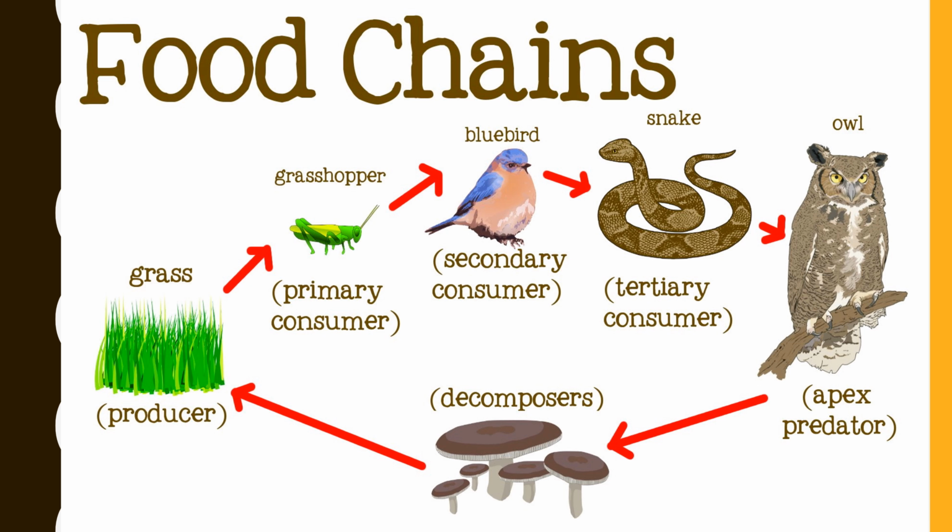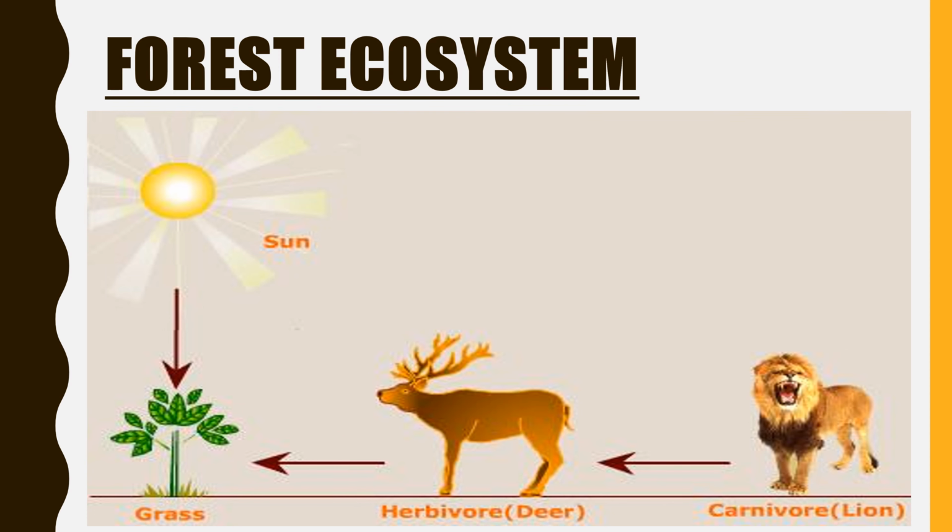Now, some examples of food chains are like in the forest ecosystem. What kind of food chain occurs? Here the grass is eaten by the herbivore, that is the deer, and then the deer is eaten by the lion, which is the carnivore. So I hope it is clear. The food chain is clear to everyone.